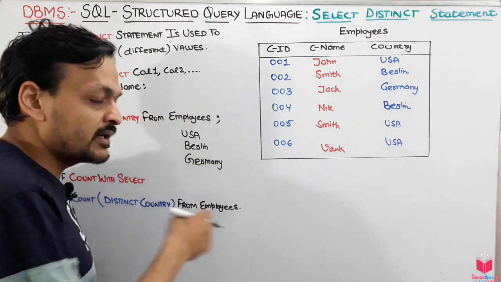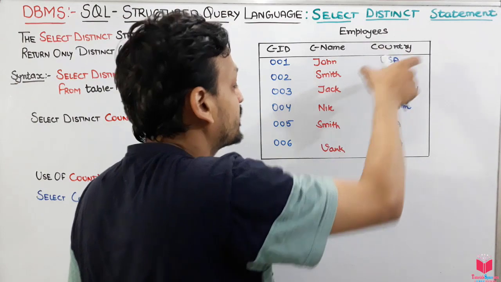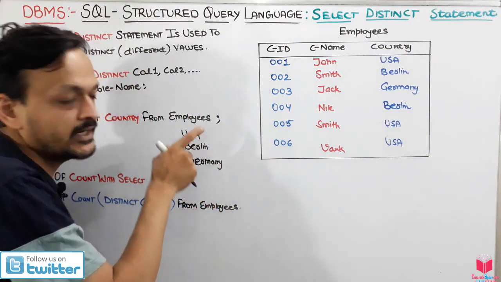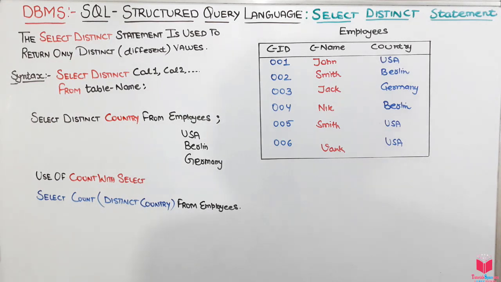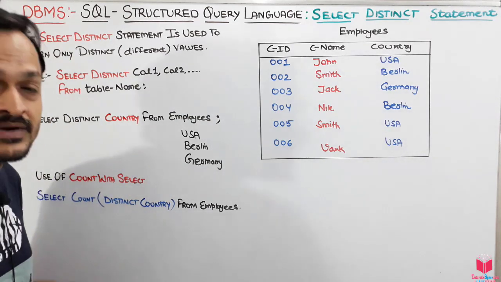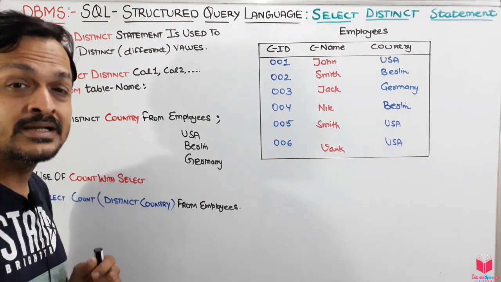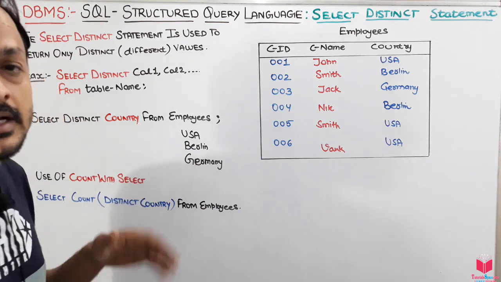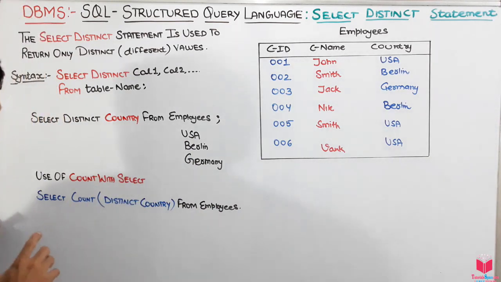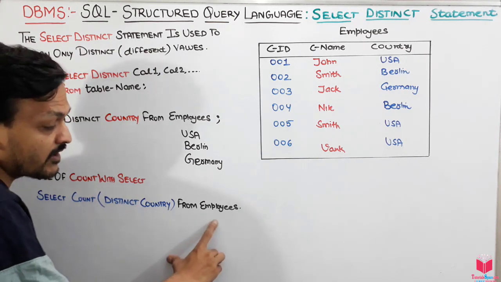So these are the distinct values. There will be a table which contains the attribute name country, and these are the values under that attribute. Now let's see the use of count with select. What is exactly that? Count is used to count the number of values you get after a query. So let's see how: select count distinct country from employees.